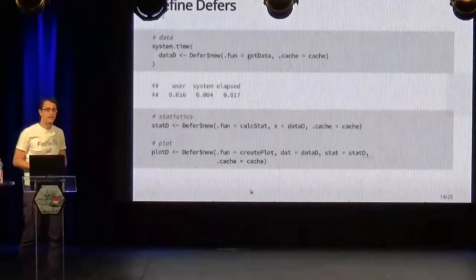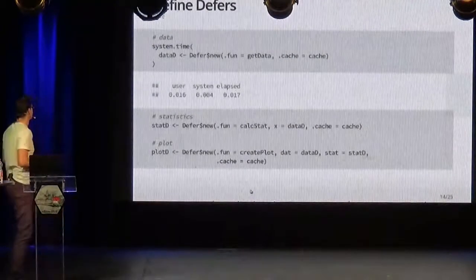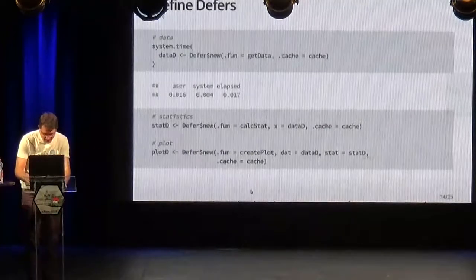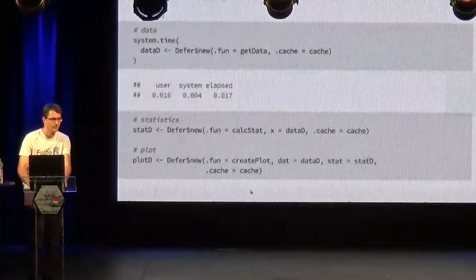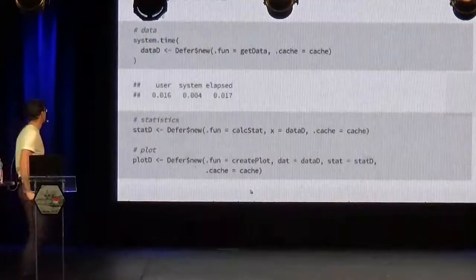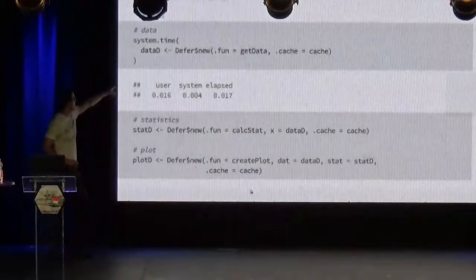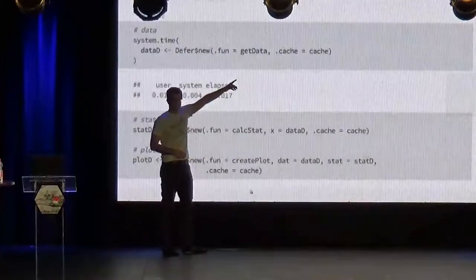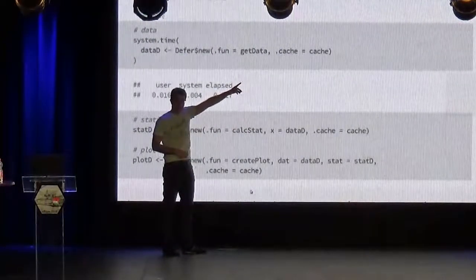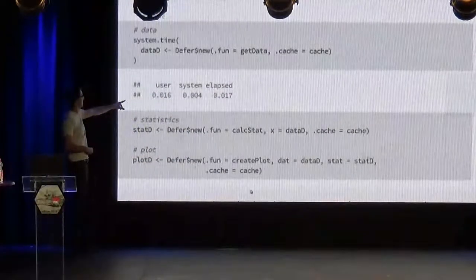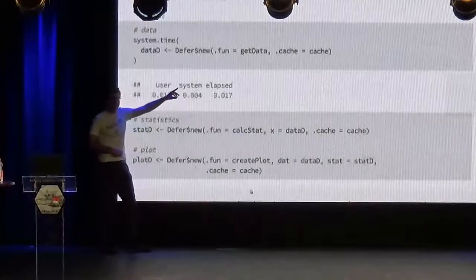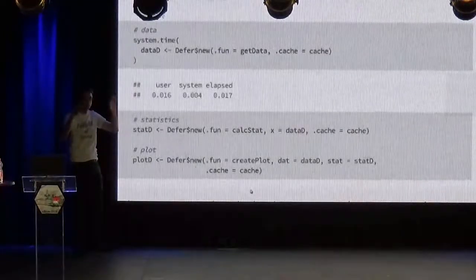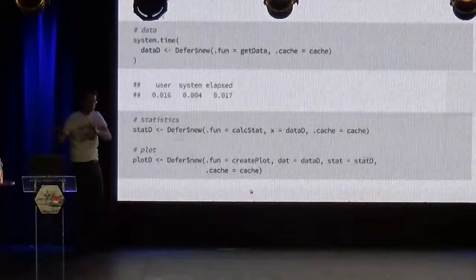So then how can you define a defer object? Can you read it now? Here we create a defer object. We enter the function, and we pass the cache object as well. As you can see from the timing, it is almost instantaneous. So we haven't evaluated anything. We just described that we will want to execute that function sometime in the future.